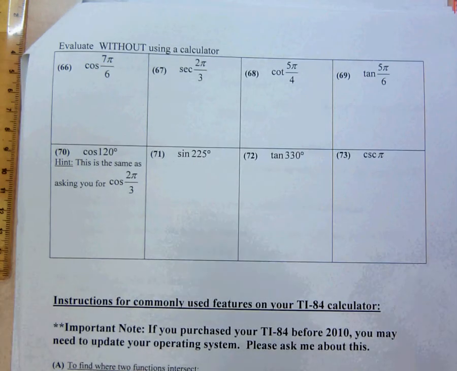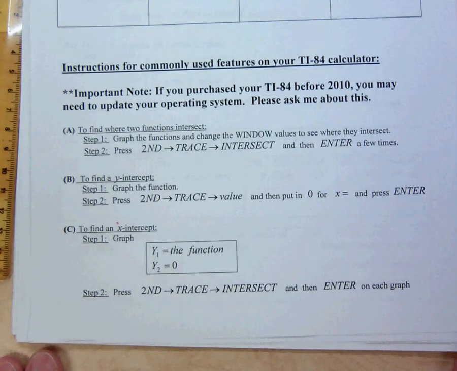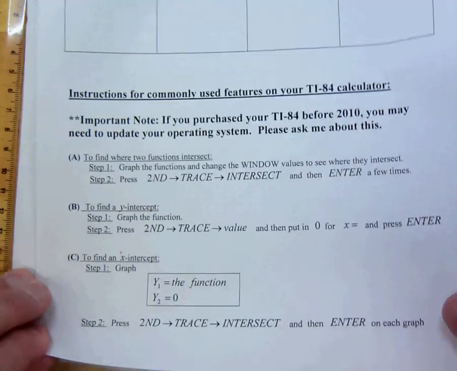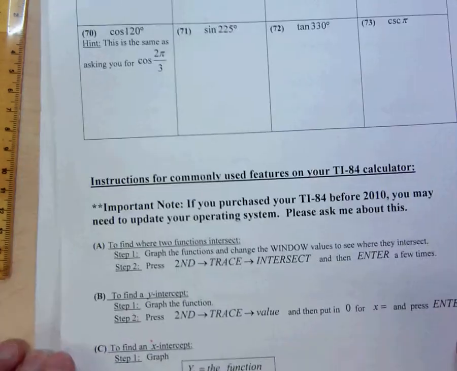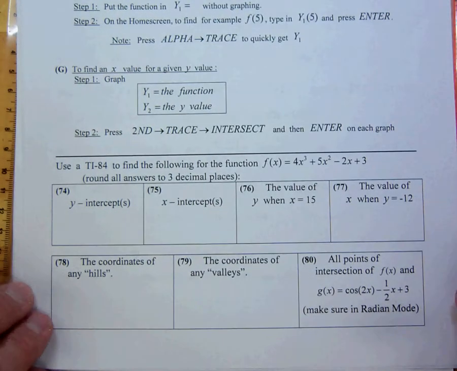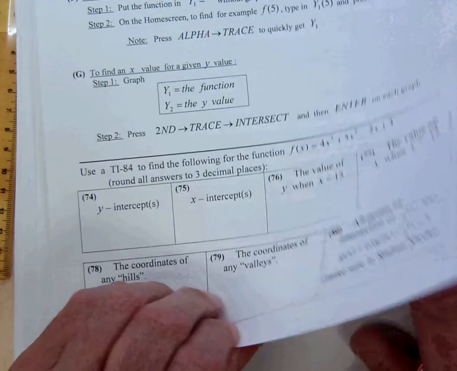All right, so you should now be able to go through and do all of these without a calculator. Now there's a bunch of stuff you got to know how to do on the calculator, and here it is step by step. If I have time at the end of the hour, I'll maybe do one of these, but I think it's pretty self-explanatory that you read these 2 pages and then do 74 through 80. Got it? Okay? All right, and then there are your answers to the whole packet.